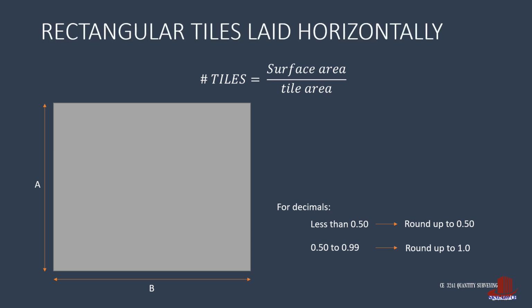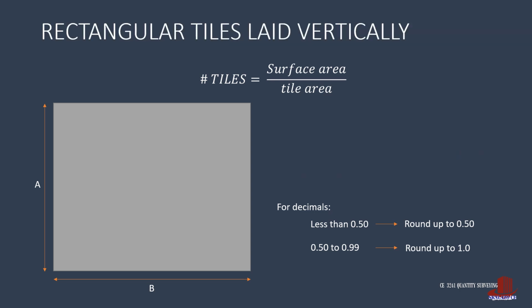For rectangular tiles with long side laid horizontally, the formula for estimation is capital A upon small a times capital B upon small b, where small b denotes the long side of the tile. The same rounding up conditions apply for this case.